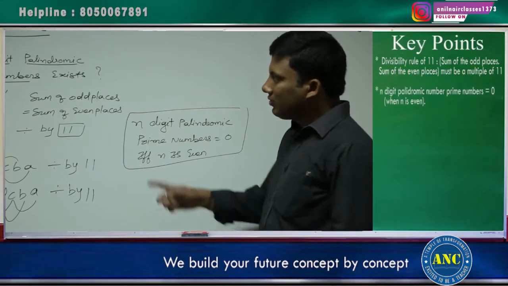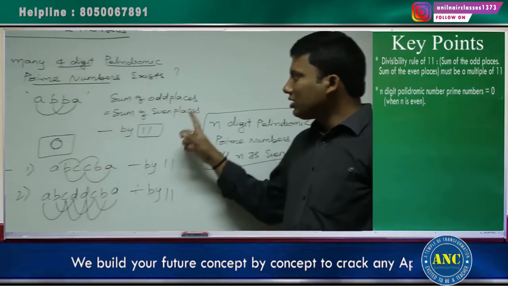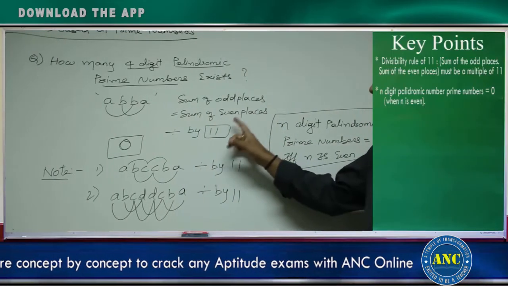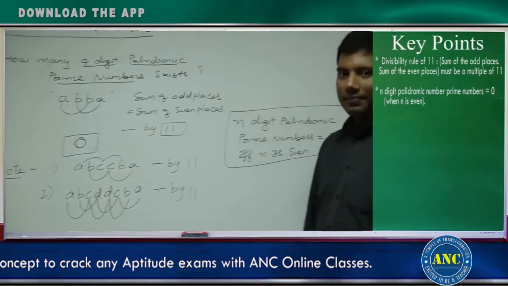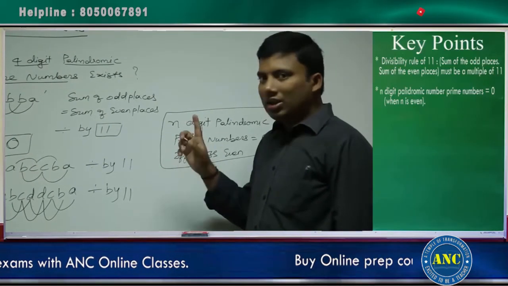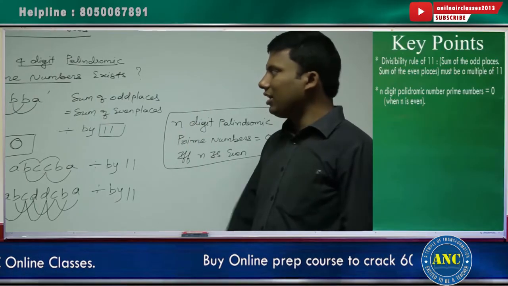The concept we use to solve this question is that if the sum of the odd places is equivalent to the sum of the even places, then the number is divisible by 11. If a number is divisible by 11, other than 11 itself, there is no number which is divisible by 11 and a prime number.